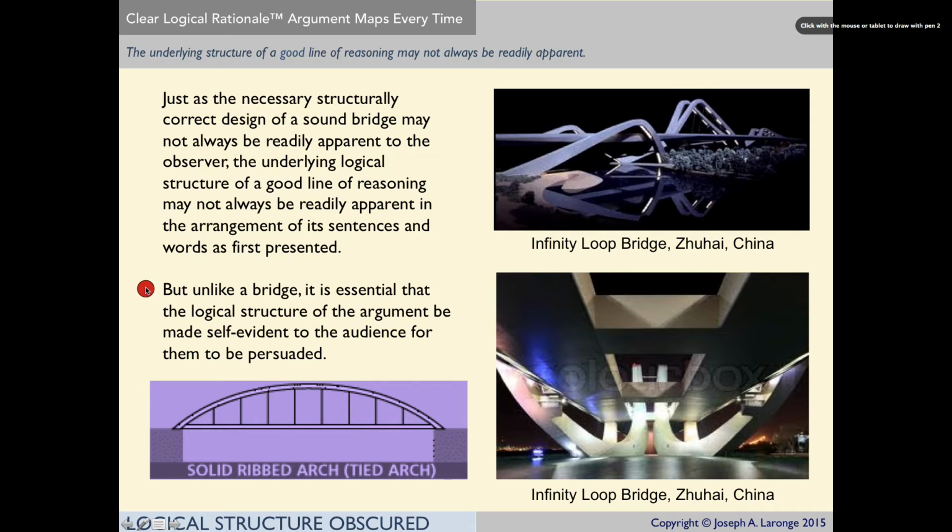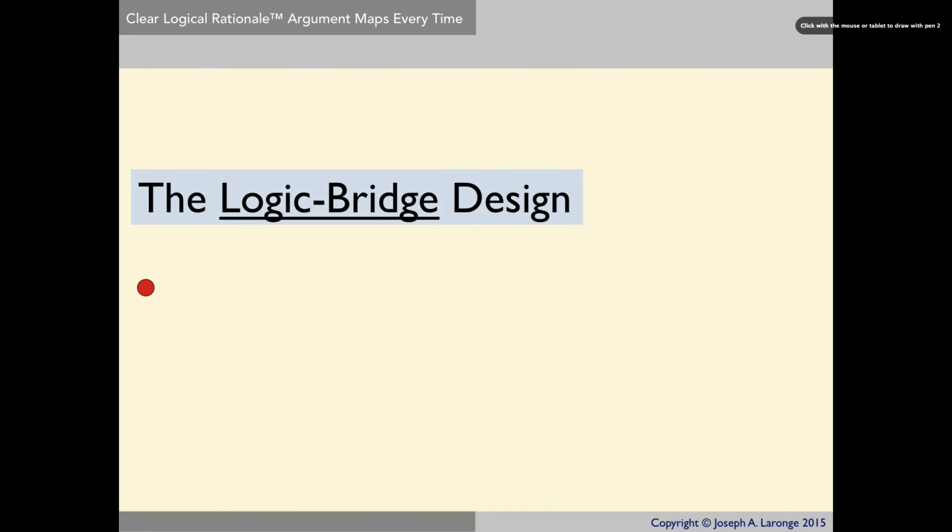But unlike a bridge, it's essential that the logical structure of the argument be made self-evident to the audience for them to be persuaded, because they're not going to follow you out onto that argument and accept it without knowing that it's going to hold together. And to know that it's going to hold together, the logical structure of the argument has to be clear. So now we're going to get into the details on the logic bridge design, which is the name of the approach that we'll be discussing here to use with the rational argument mapping software, so that the use of the rational argument mapping software guarantees always produces a clear logical argument. It's foolproof. You can't put an illogical argument within the scaffolding or the template of the logic bridge, because it won't fit.